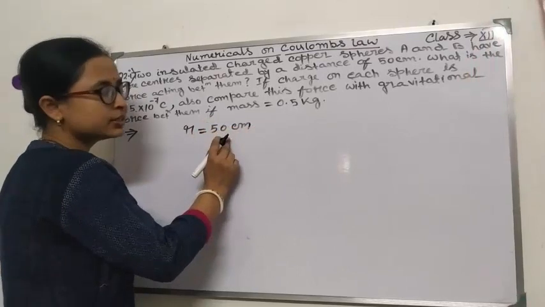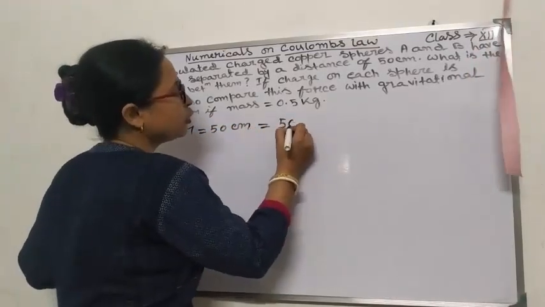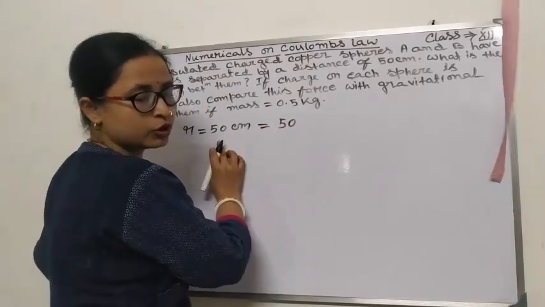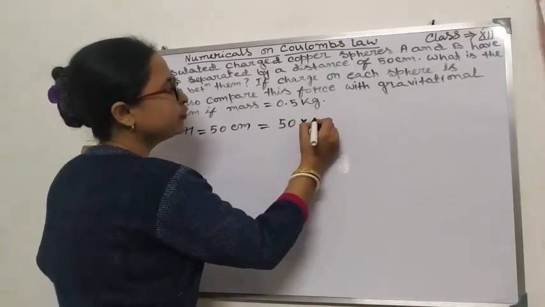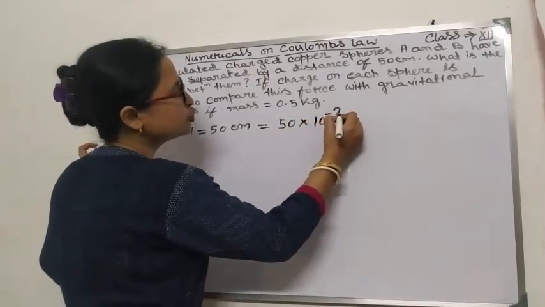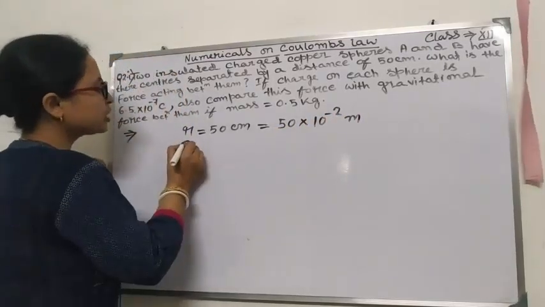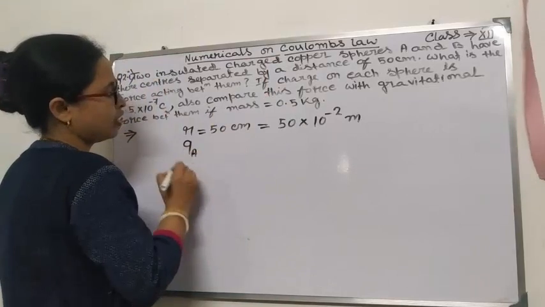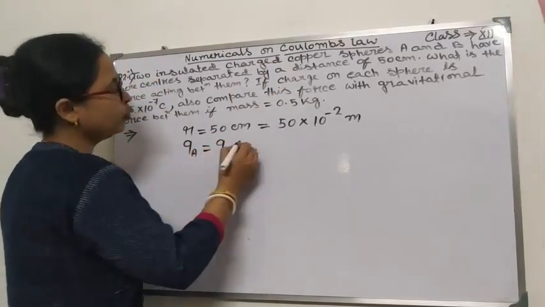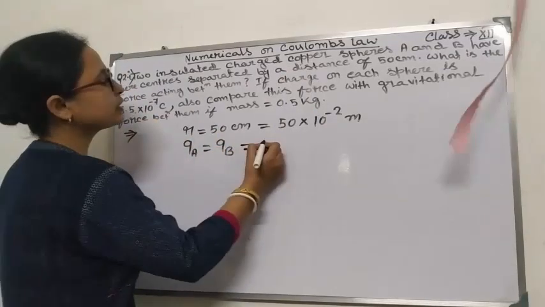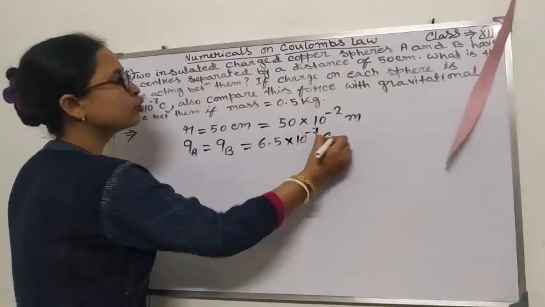Again it is given in centimeter, so you have to change it into meter. In order to change centimeter to meter, you have to divide by 100, or you can simply write 50 into 10 to the power minus 2 meter. Clear? After that, it is given that the charge on sphere A and the charge on sphere B are equal. What is the value? 6.5 into 10 to the power minus 7 coulomb.